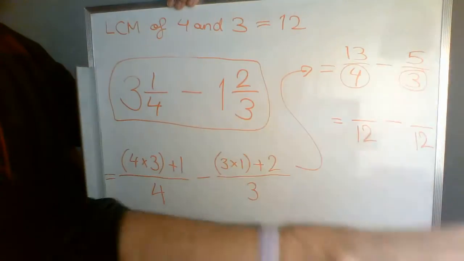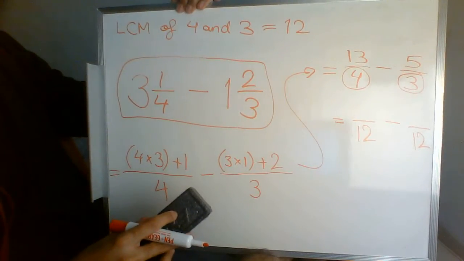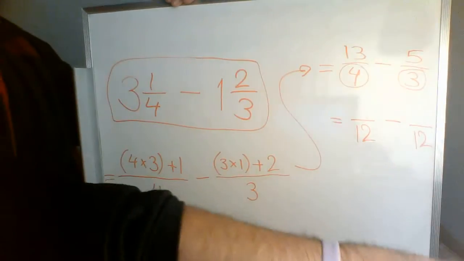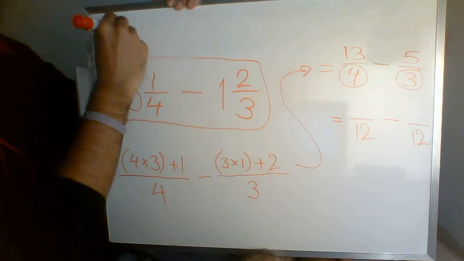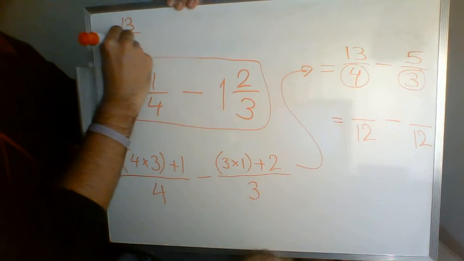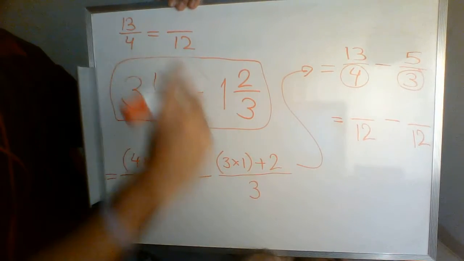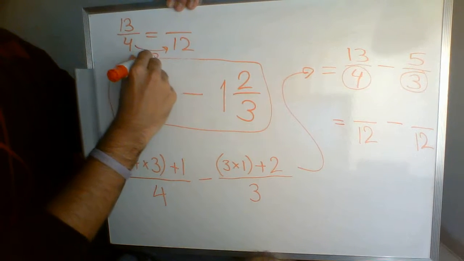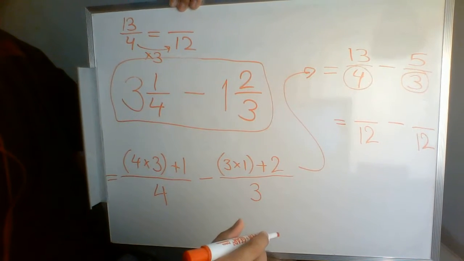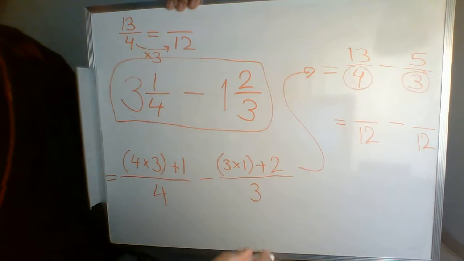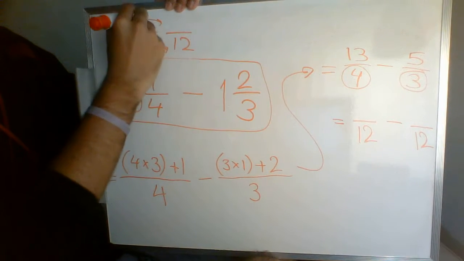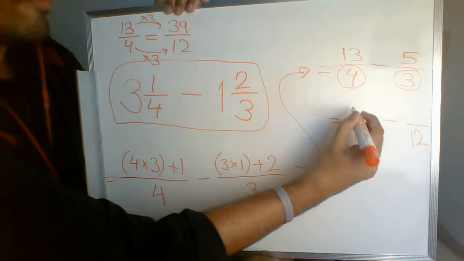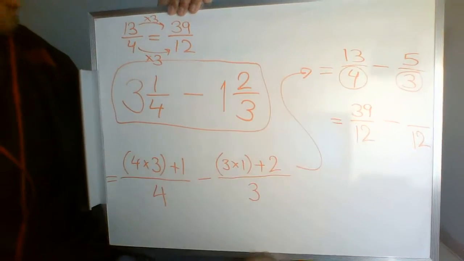So if we start with that first fraction, I'll just get rid of this thing with the LCM up here. With that first fraction, we got 13 over 4, and we want to turn that into something over 12, right? Now to get from 4 to 12, what do we have to do? We have to multiply by 3. 4 times 3 will give us 12. So I'm going to multiply by 3 on top as well, which is going to give me 13 times 3 is 39. So I'm going to have 39 over 12 over there for the first one.